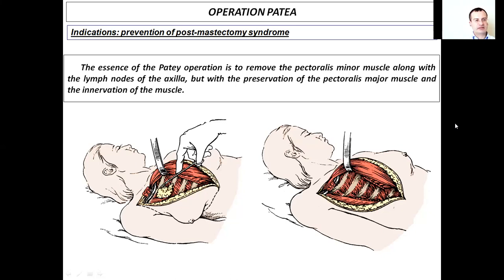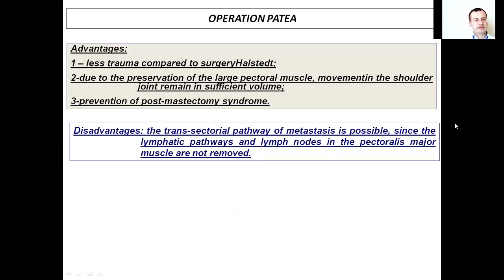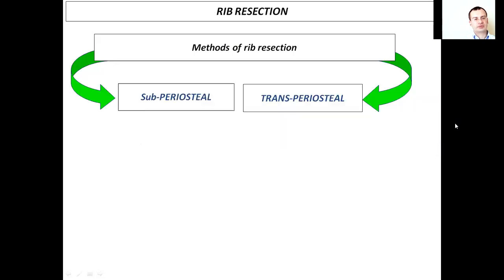Patey operation. The essence of the Patey operation is to remove the pectoralis minor muscle along with the lymph nodes of the axilla, but with the preservation of the pectoralis major muscle and the innervation of the muscle. Advantages: less trauma compared to the Halstead operation, due to the preservation of the large pectoral muscle; movements in the shoulder joint remain in sufficient volume; prevention of post-mastectomy syndrome. Disadvantages: the transpectoral pathway of metastasis is possible, since the lymphatic pathway and lymph nodes in the pectoralis major muscle are not removed.